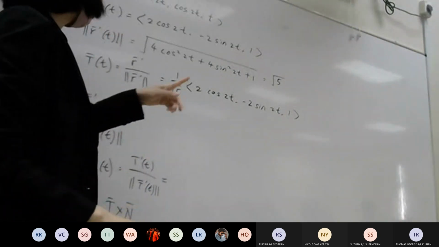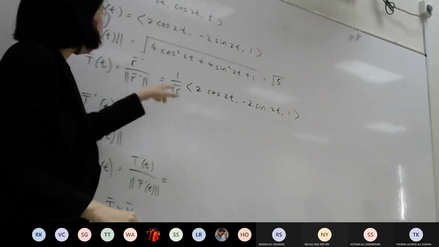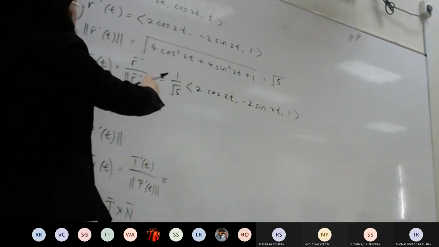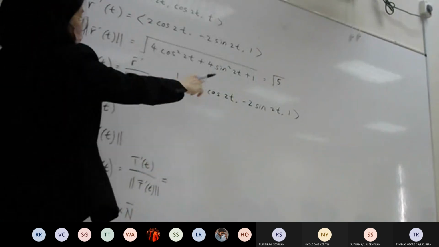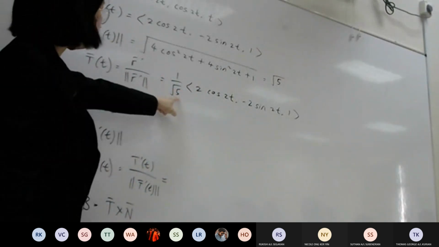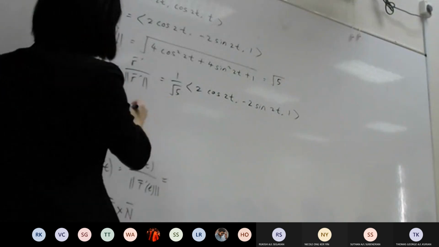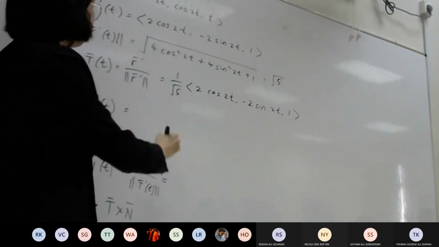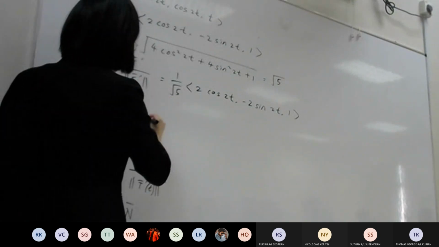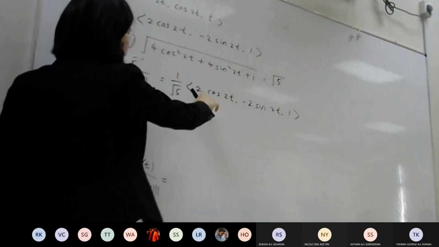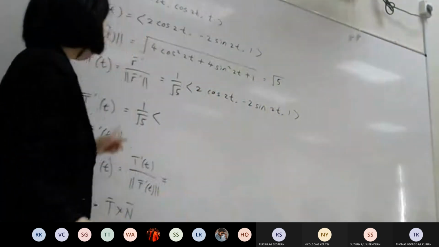For your T, you can just leave the 1 over the sine outside. Because we have to differentiate this one, leave this outside. Just differentiate. This is just the constant. Differentiate this T for this one.